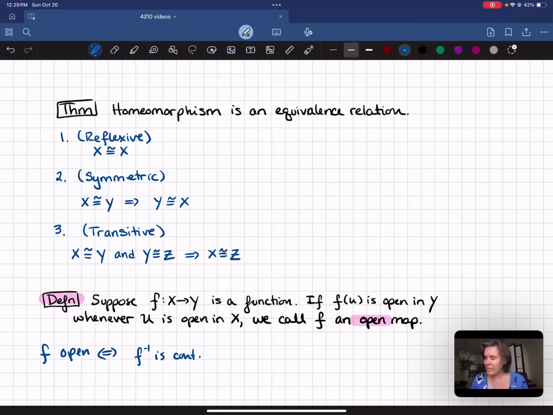And so we can say that f is a homeomorphism if and only if f is one-to-one, onto, continuous, and open. Okay? Because being open is the same thing as saying that f inverse is continuous.